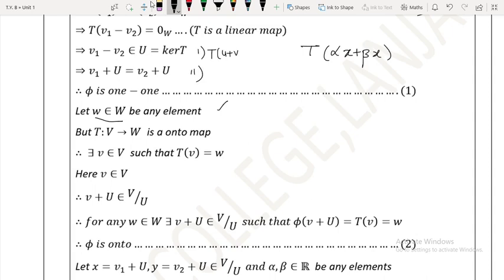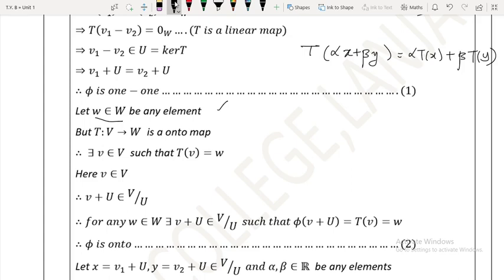T of u plus v is equal to T of u plus T of v, and the second one is T of alpha u is alpha times T of u. But these two conditions can be combined together into one condition, which is that T of alpha x plus beta y is equal to alpha times T of x plus beta times T of y.